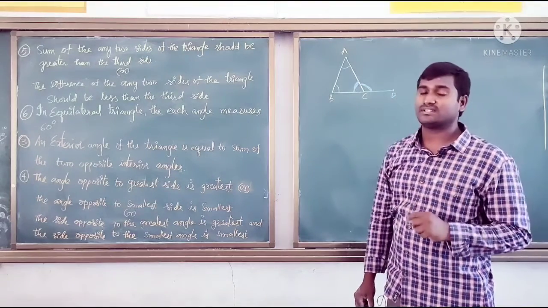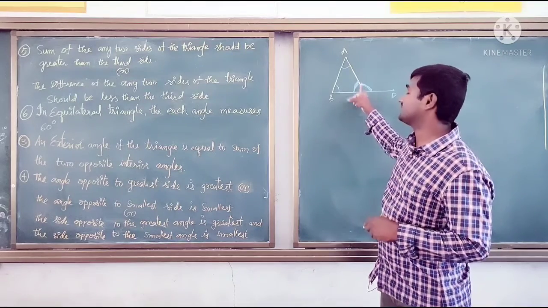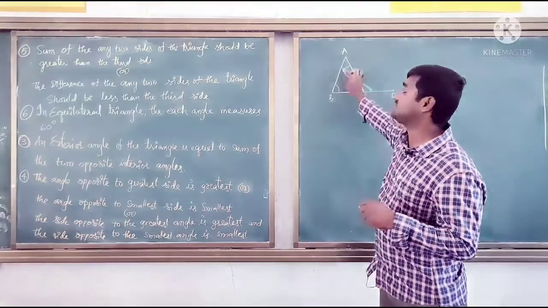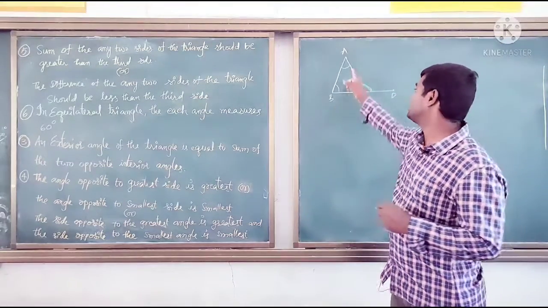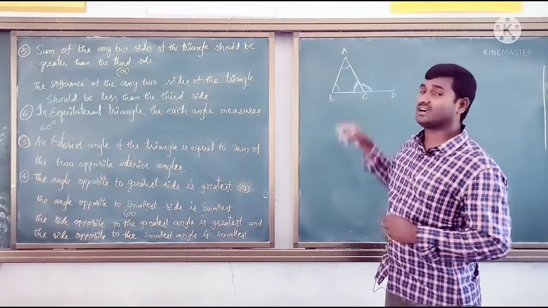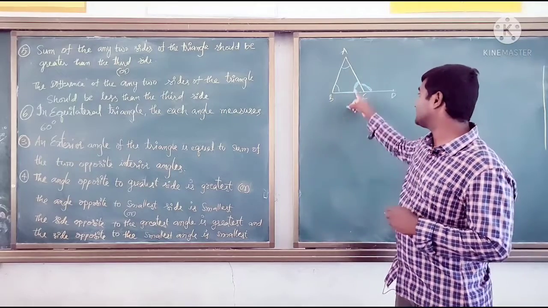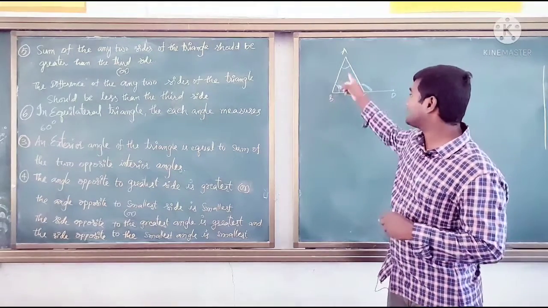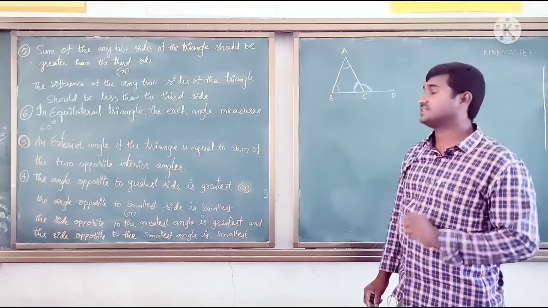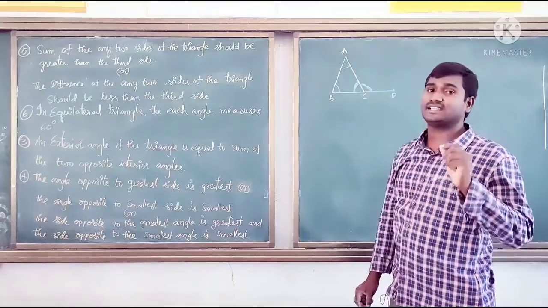Then what are the remaining opposite interior angles? This is the adjacent one. The remaining two are opposite interior angles to this angle ACD. Angle A and angle B are the opposite interior angles, and angle C is the adjacent interior. Just listen carefully, you will get the idea.